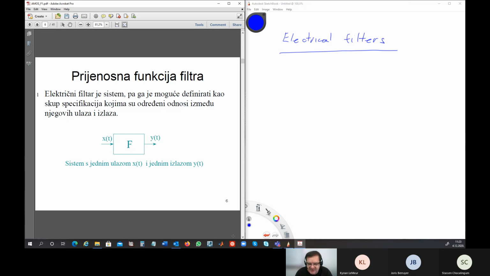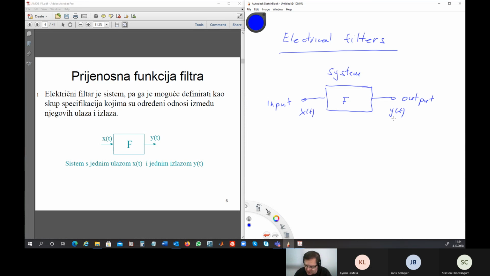Here you see the transfer function of the filter. The transfer function is defined by the letter F. So this is the system. Here is the input signal, x of t, and here is the output signal, y of t. So this is a system with one input and one output. This is the simplest system, and this can be a filter or whatever else. We will look at the filters.